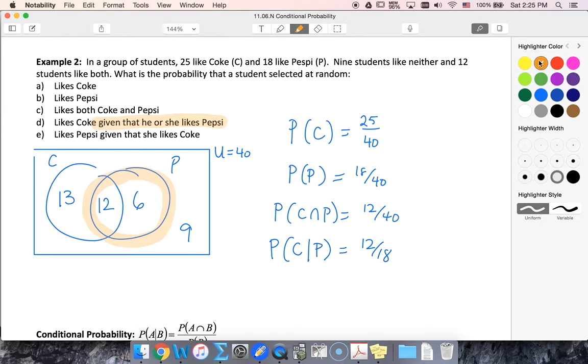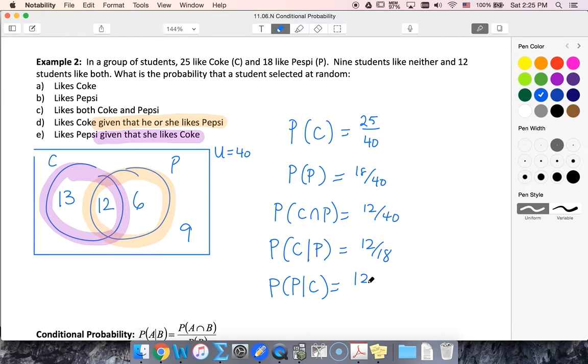Looking at the other one, we've got the probability of liking Pepsi given that they like Coke. So now we're only looking in this purple circle. So of these 25 people, 12 of them like Pepsi as well. So the probability of liking Pepsi given that you like Coke is now 12 out of 25.